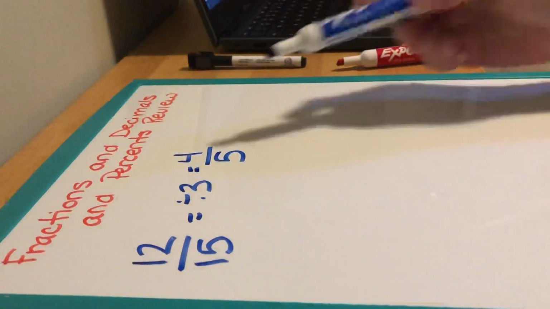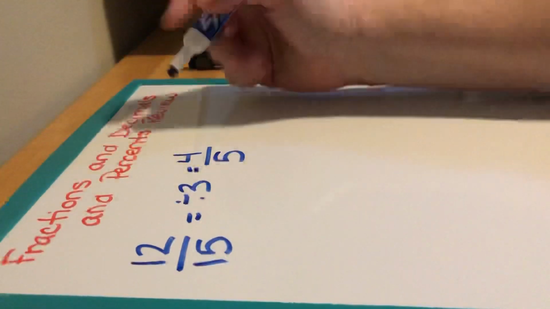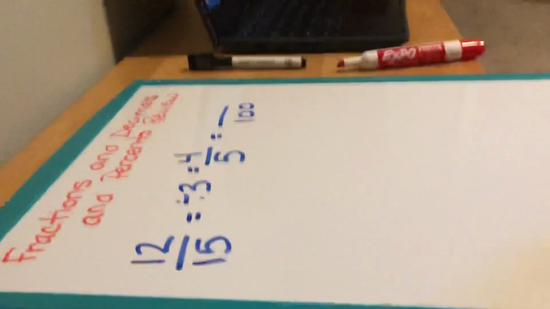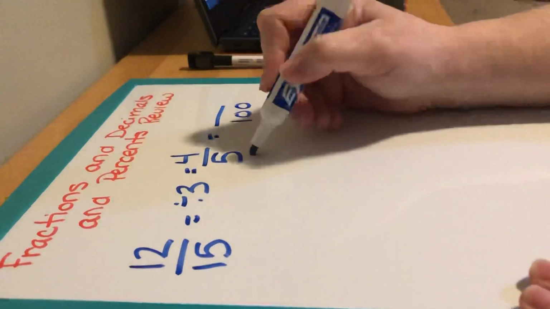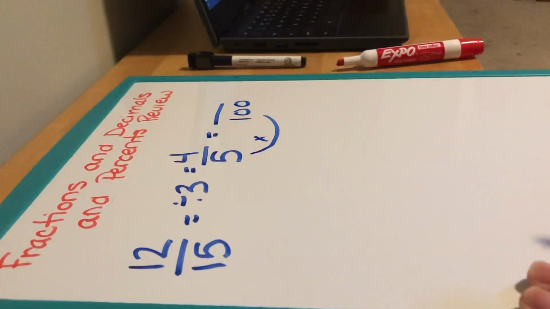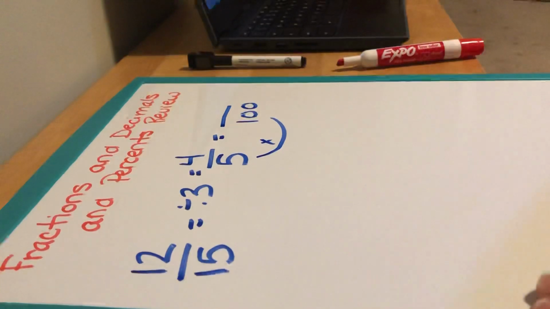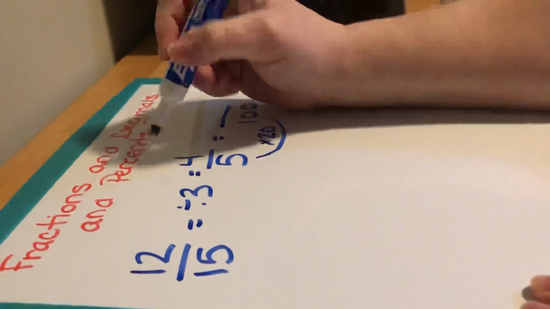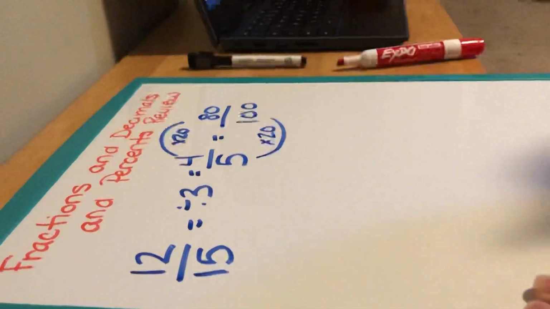Now I have reduced my fraction in such a way that I know I can get to something over 100, which is just what we finished practicing. So now we're going to do 5 times something gets me to a number out of 100. If you look on page 5 of the slides, it will give you that exact piece. And I know that I need to multiply by 20. So I'm going to multiply the top by 20, and that gets me to 80.